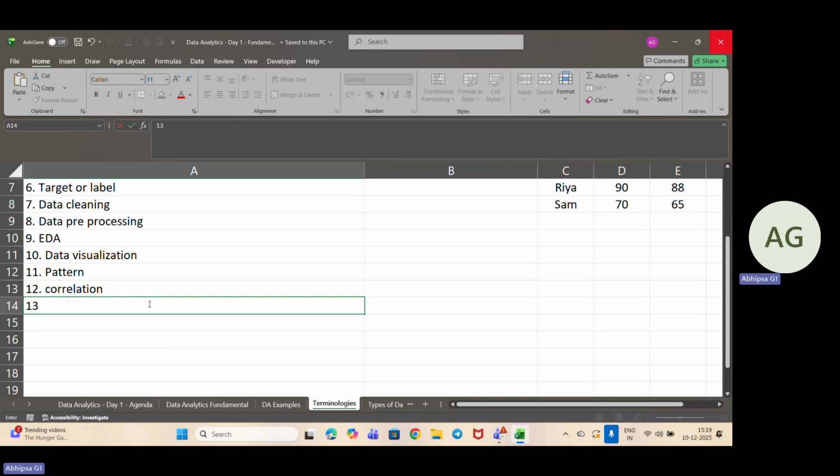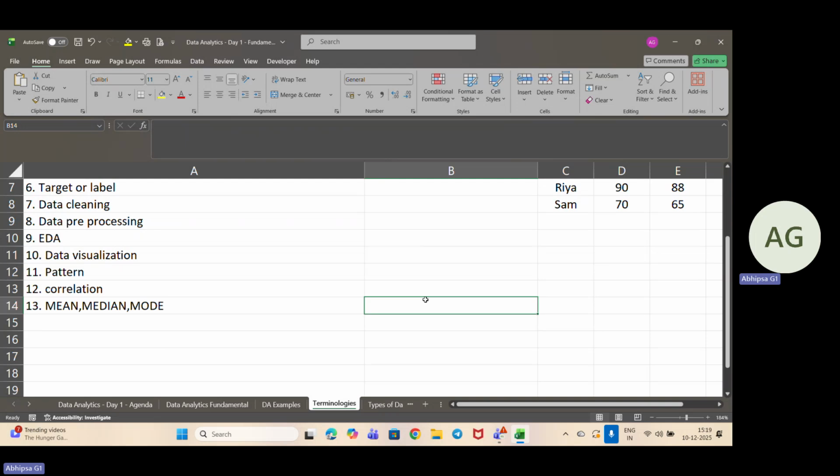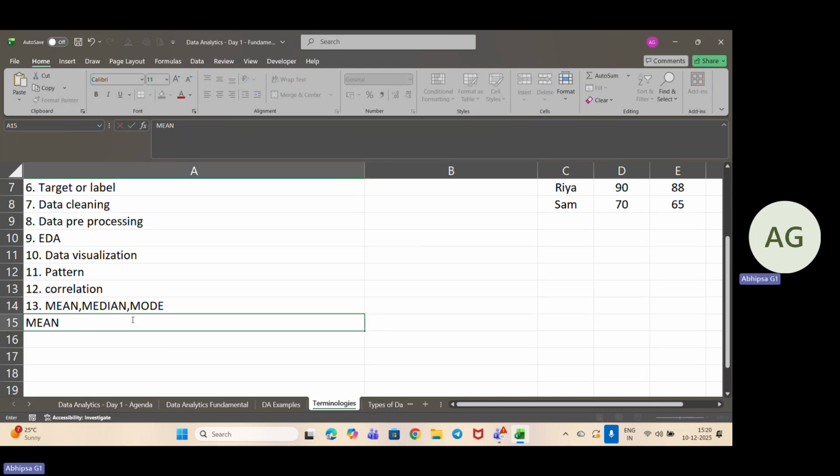The third terminology that is most common and that we will be needing more frequently is mean, median, and mode. Okay, so these are the basic statistics. So what does exactly mean mean? Mean is exactly the average. Mean is average.